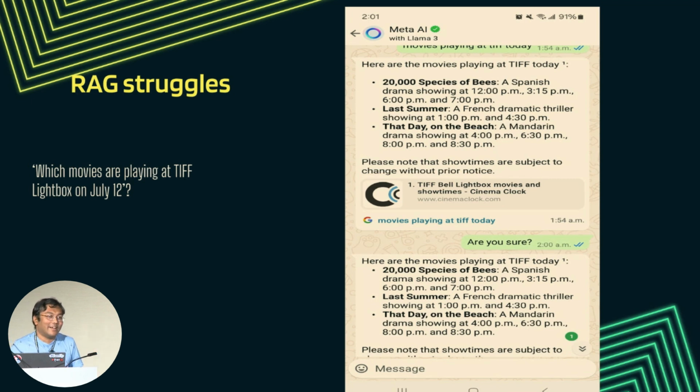What is actually happening here is a failure in document parsing. So the TIFF website and also a couple of other websites which contain movie information for Toronto are a little hard to parse, and because of that failure in document parsing, it's hard to understand when a date boundary changes. And as you can see, a lot of RAG failures are attributable to things that are very high upstream, like document parsing, and not really in terms of hallucination or reasoning missteps.